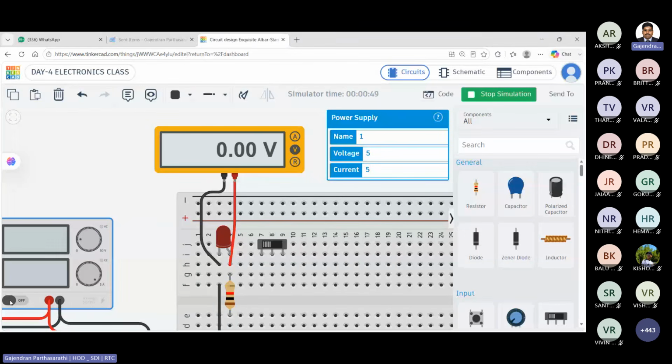Now you tell me, logic high for LED is how much? In the example, how much? Logic high is 1.89, very good. Logic 0 means 0 volt, very good. Always this 5 volt and 0 volt is not a fixed one.